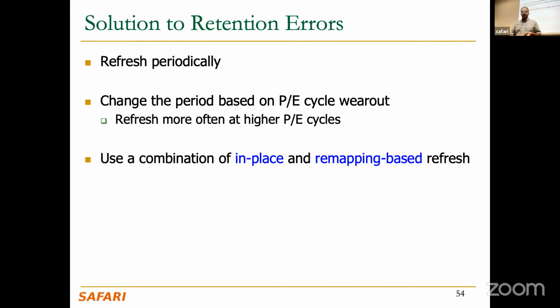But another solution could be remapping. You completely read your page, bring it to the controller, and then write it somewhere else, right? You remap your data. And we're going to see a lot about this remapping and out-of-place update in SSDs later, next week, and you have probably already heard about garbage collection in SSDs.